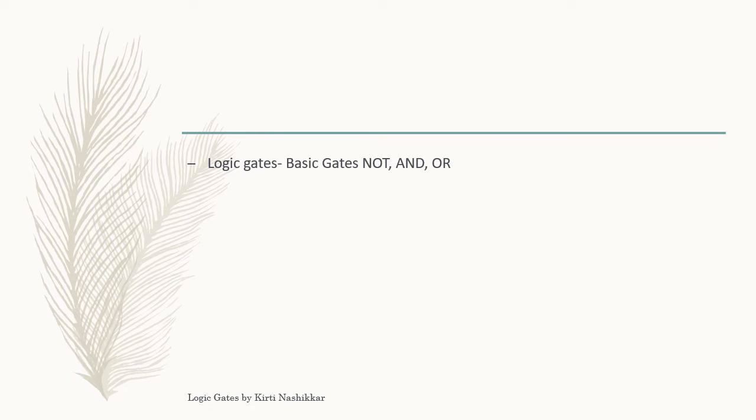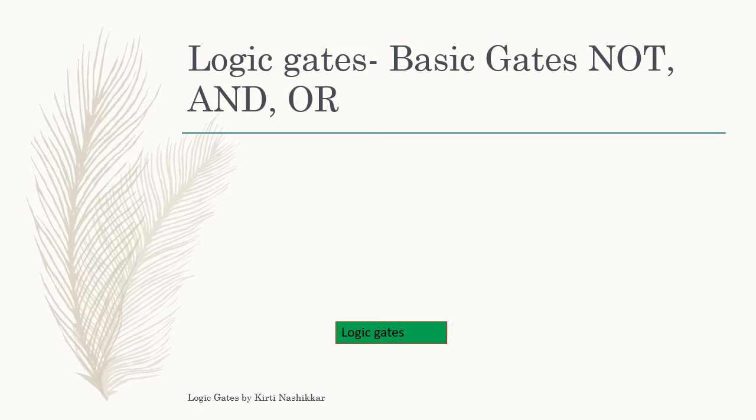From today we are going to discuss the logic gates. In this lecture particularly we are discussing the basic gates. There are three basic gates: NOT gate, AND gate and OR gate. Now first of all, let us see the meaning of logic gate.